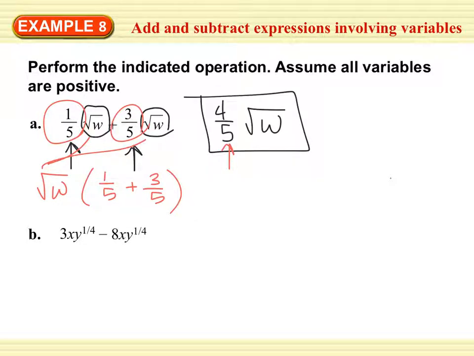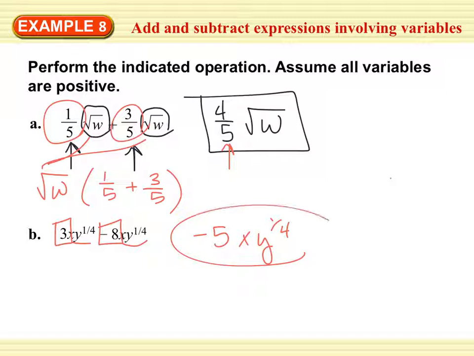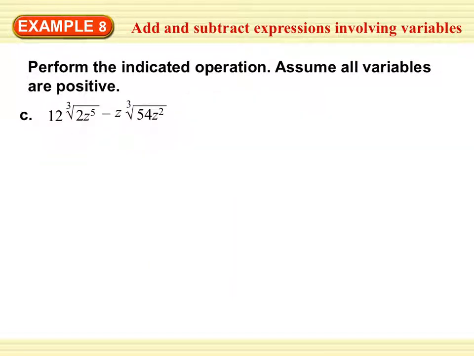Let's see, on part B, I have an xy to the 4th and an xy to the 4th. That means those are the same, so I can just do the math with the coefficients. 3 minus 8 is -5, and xy to the 4th does not change. Another example.